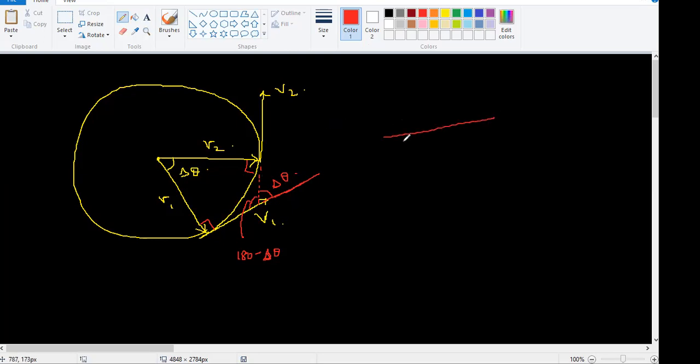Then I'm going to say this is R1 and R2. So this is R2 vector. This is R1 vector. This is del theta. This is the vector which I want, which is R2 minus R1, final minus initial, which is your subtraction. This is nothing but your del R. Similarly, I can say V2 and V1.